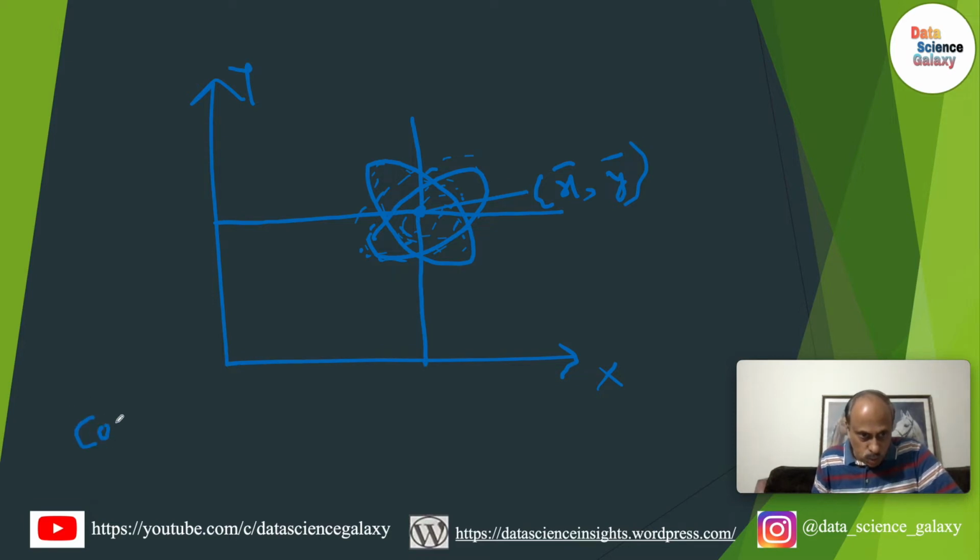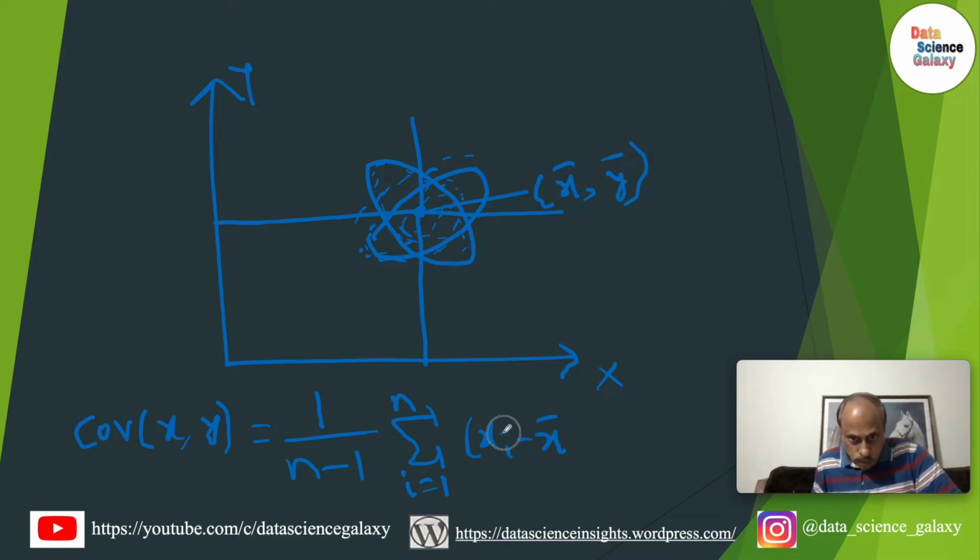Let's call this the covariance of x comma y. I'm going to write down the formula first, and then explain every bit of it: 1 upon n minus 1, summation i running from 1 to n, xi minus x bar multiplied by yi minus y bar. There is a subtle difference in the formula when you are looking at an underlying population, and that is that instead of n minus 1 you will have n. For a sample, we typically use n minus 1.